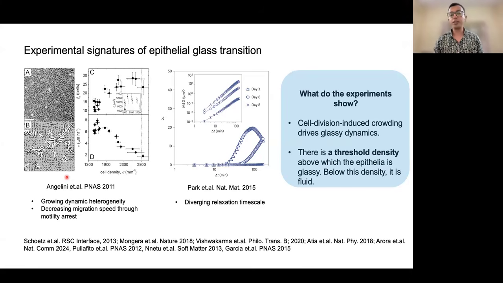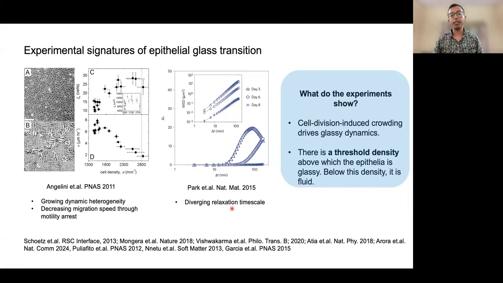More recently, people have shown that there are features of aging. For example, this is an experiment again from Fredberg's group, but done by Jim Park, who showed that at constant density, if you allow the epithelial tissues to mature and measure something like the 4-point correlation function or 4-point susceptibility, it can actually show a history dependence and aging. But there are many other experiments, some of which are listed over here.